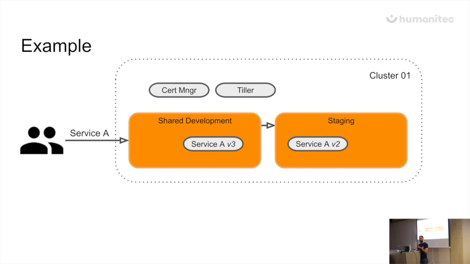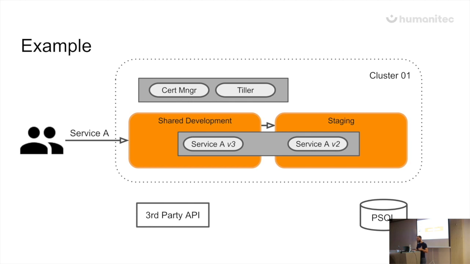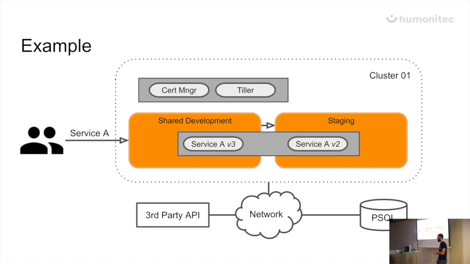In practice, you probably have some other stuff running in your cluster, maybe a cert manager, maybe you have Tiller, maybe you have some other stuff. These things are all running on nodes, but we're getting some good packing because we can run services from both environments on a single node. So maybe we're getting better utilization of our resources. We don't have to repeat Tiller for every single environment. This is great. Also on the external stuff, we have a database, we have third-party APIs. We don't need to configure our network multiple times. You can configure it once for one cluster, and off we go.